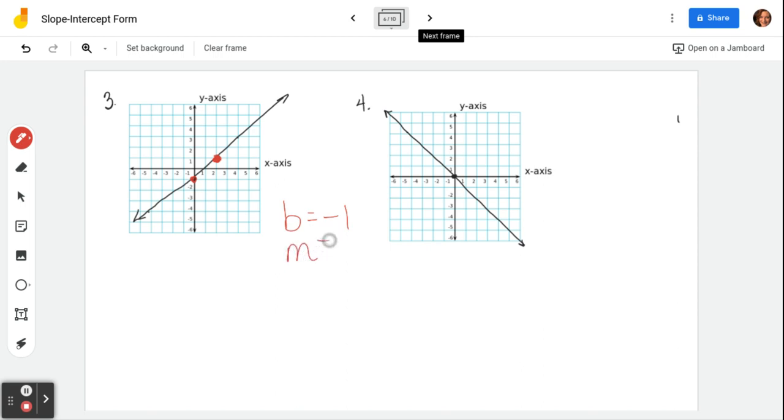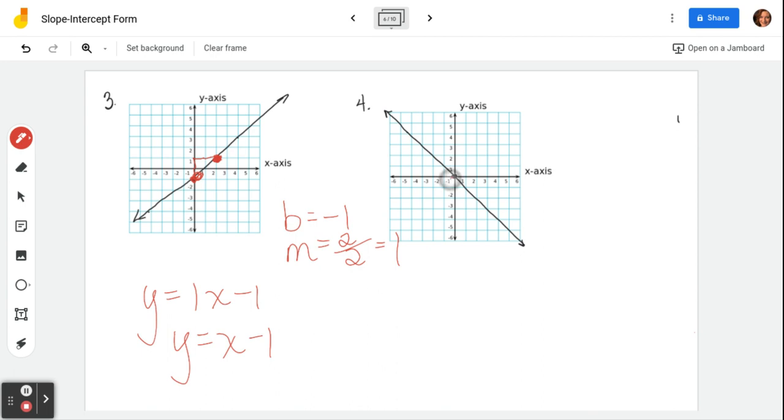So my slope on this one, to get from this point to this point, I go up 2, over 2. 2 over 2 is really just 1. So y equals 1x minus 1. Or you could just say y equals x minus 1. Same thing. Let's do one more of these.